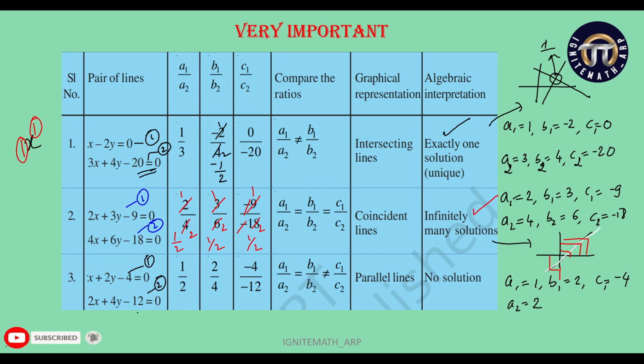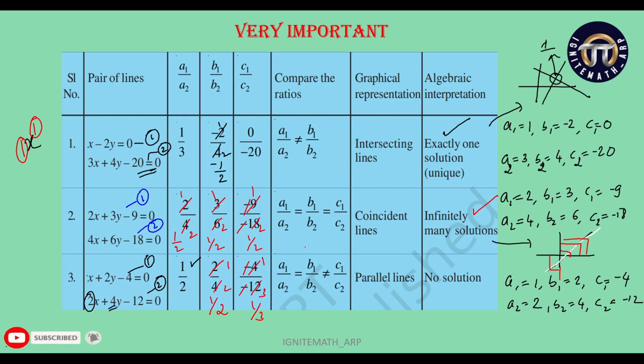A2 is equal to 2, because A2 is nothing but the coefficient of x. B2 is what? 4. B2 is equal to 4 and C2 is equal to -12. Right. So now I'll find A1 by A2, which is 1 by 2, and this itself is the lowest term. Correct. B1 by B2, 2 by 4, when I reduce it to the lowest term, I get 1 by 2. Again the minus will get cancelled, and 4 ones are 4, 4 threes are 12, I get 1 by 3.